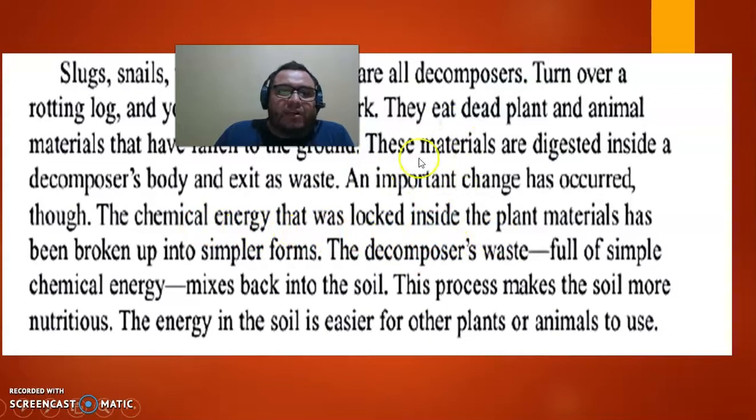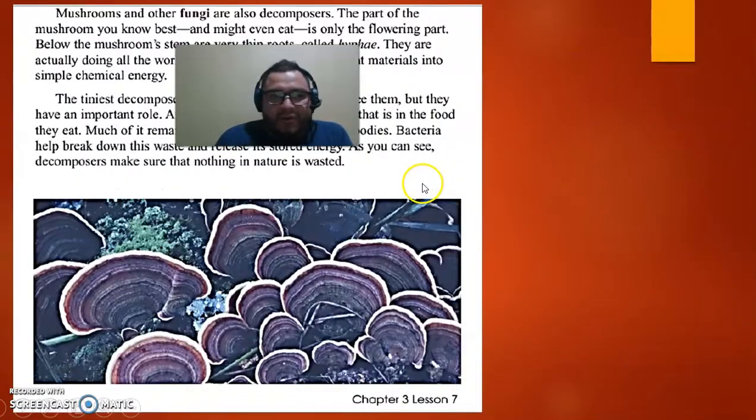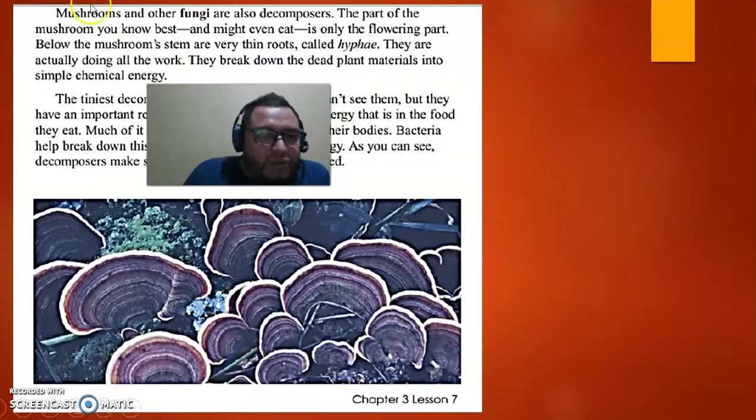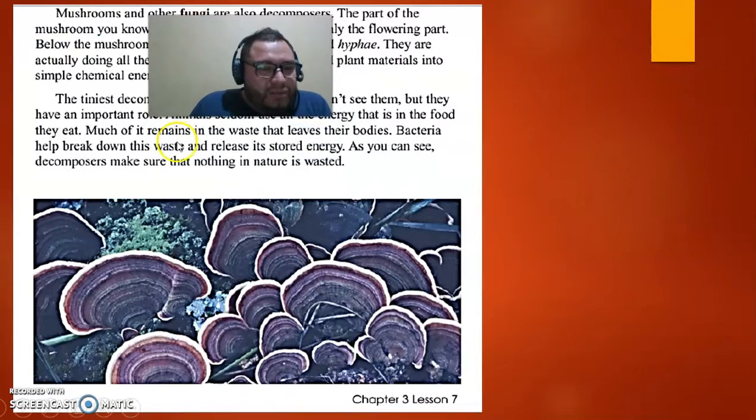In conclusion, decomposers are organisms that eat dead plants and animals, right? For example, the mushrooms and other fungi are also decomposers. It's only the flowering part above the mushroom stem that we eat, but inside the mushroom is a kind of decomposer in the forest. So this is the conclusion of the topic.